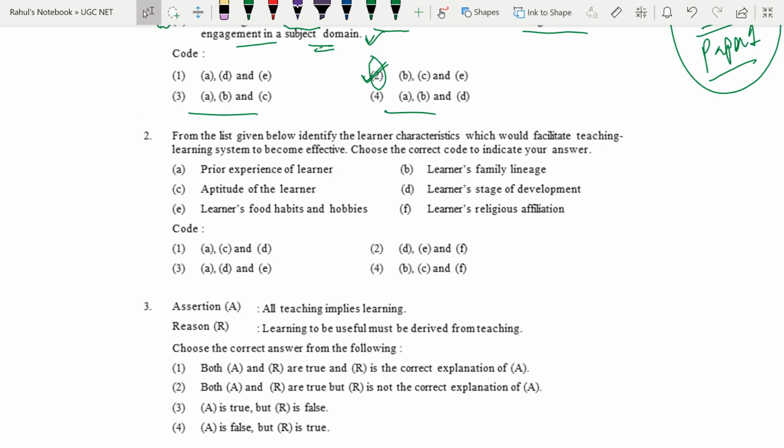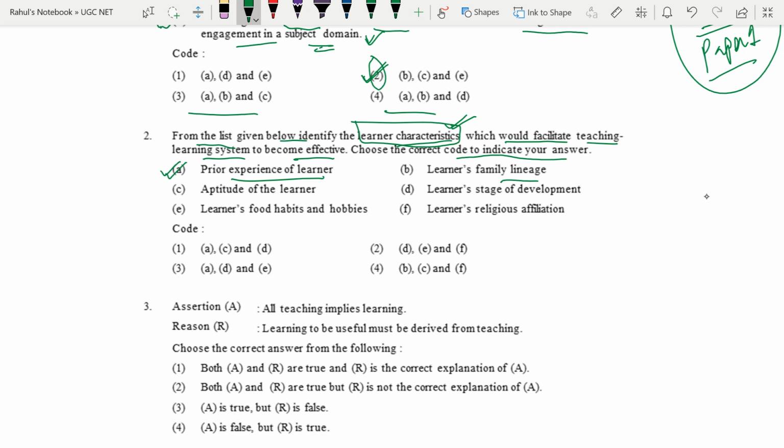Question number 2 is: from the list given below, identify the learner characteristics which would facilitate the teaching learning system to become effective. Choose the correct code to indicate your answer. Okay, so we need to identify the options which identify the learner's characteristics. What are the characteristics of a learner? Option A: prior experience of the learner. It is very important that the learner must have some prior experience. It will affect the further learning.